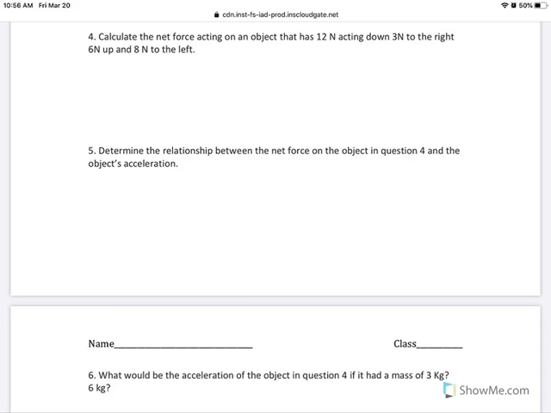Number 4 says calculate the net force acting on an object that has 12 newtons acting down, 3 newtons to the right, 6 newtons up, and 8 newtons to the left. So we need to find the net force first. So I would draw a block, and then we'd have 12 newtons down, 3 to the right, 6 up, and 8 newtons to the left.